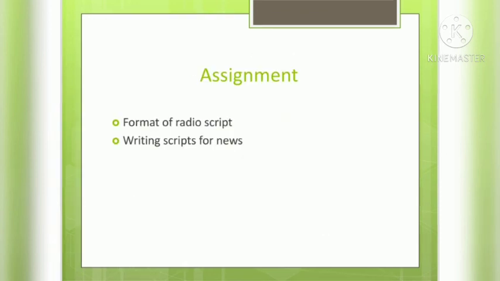Let's wind up today's session with an assignment. Write down the format of radio script and how do you write script for news.